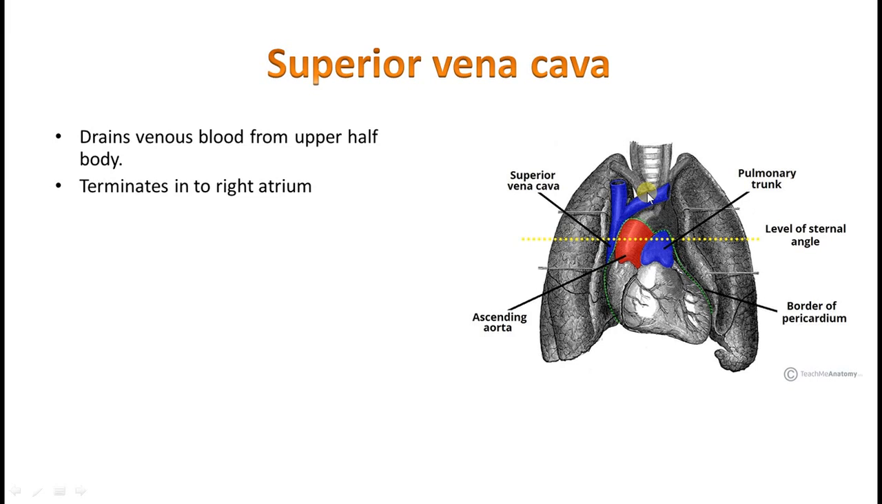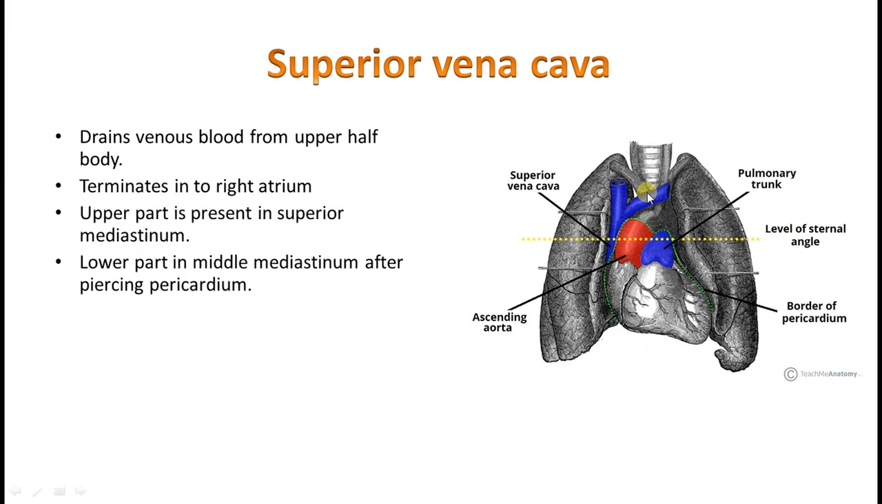Okay. So it is a content of the superior mediastinum, the upper part, and the lower part is actually in the middle mediastinum after piercing the fibrous pericardium. So the imaginary line here shows that the upper part of the SVC is in the superior mediastinum. The lower part, where it is going to terminate into the right atrium, is in the inferior mediastinum. The lower part will pierce the fibrous pericardium and then open or terminate into the right atrium.